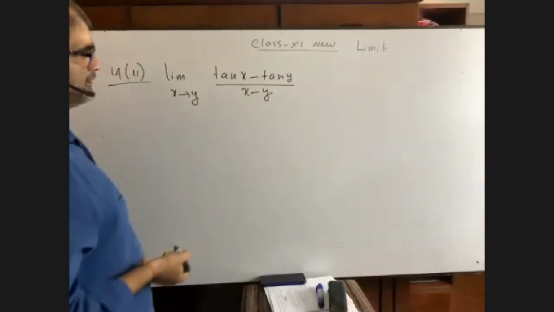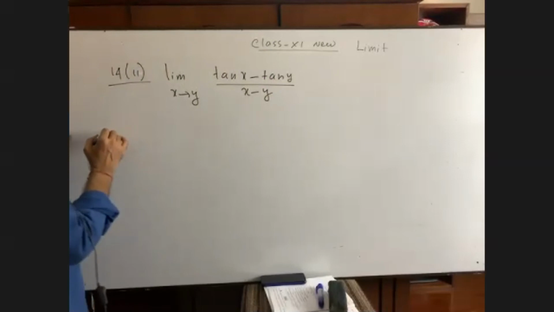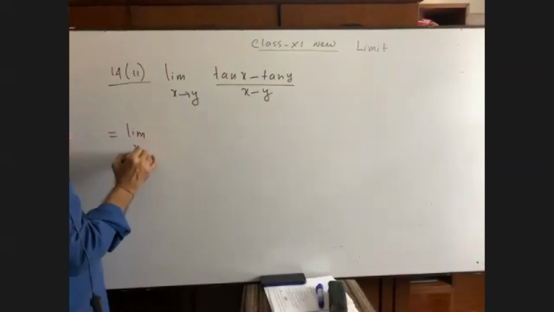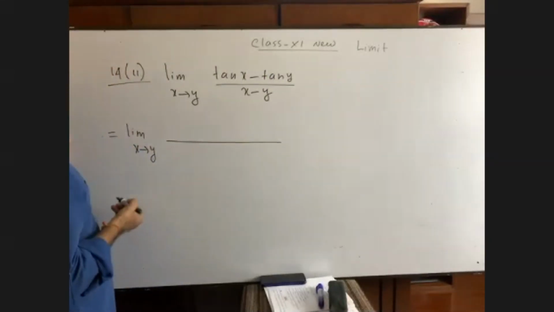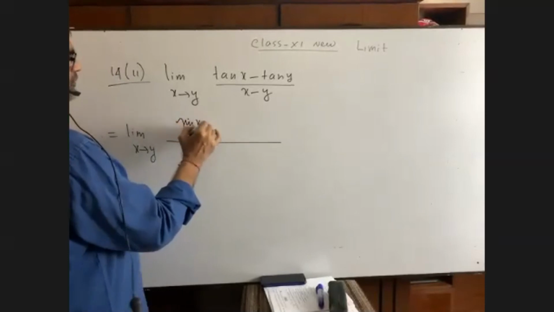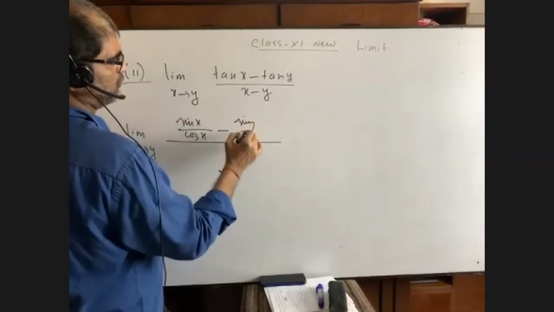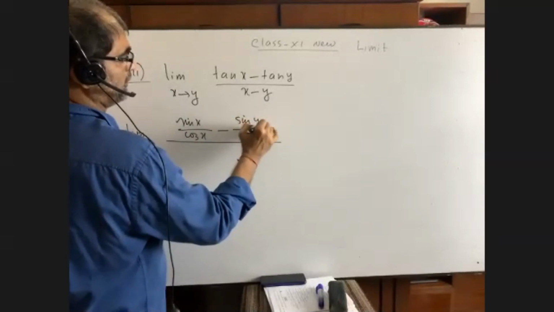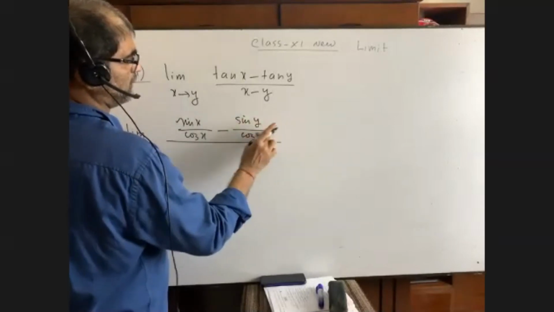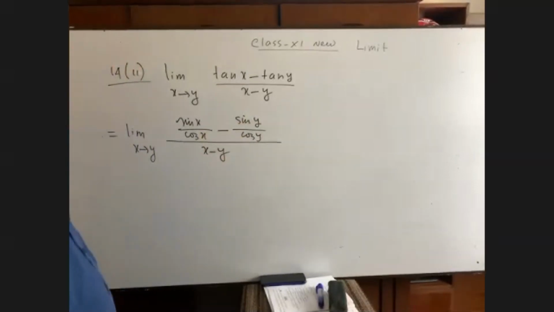Okay, the same math. Can you do it? The last math of limit. What should be done here? Please tell me. X tends to y. Then what should we do? Let me know. Sin x by cosine x minus sin y by cosine y. Am I right?